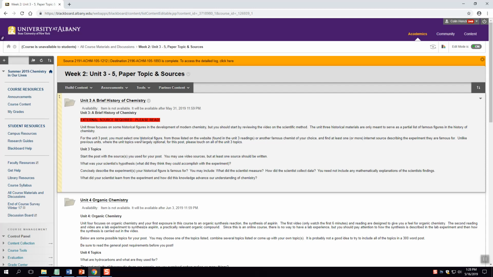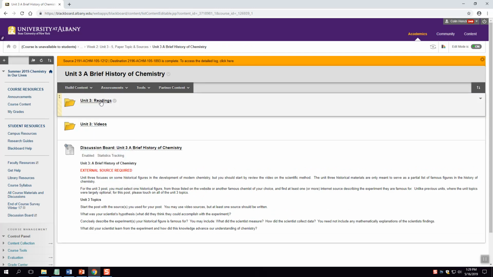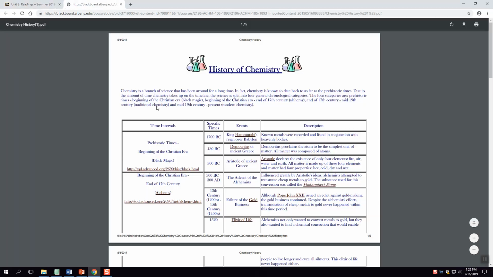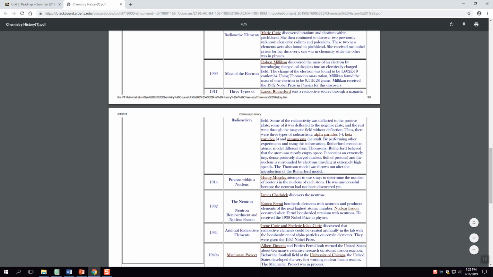So when we get to unit 3, we're going to ask you to talk about a famous scientist and their experiment that helped our modern understanding of chemistry. And to help you to do that, we give you an entire list of chemistry history and what people did. So you could find Robert Millikan. You could talk about the Millikan oil drop experiment, for example. But we give you a good idea of where to look.